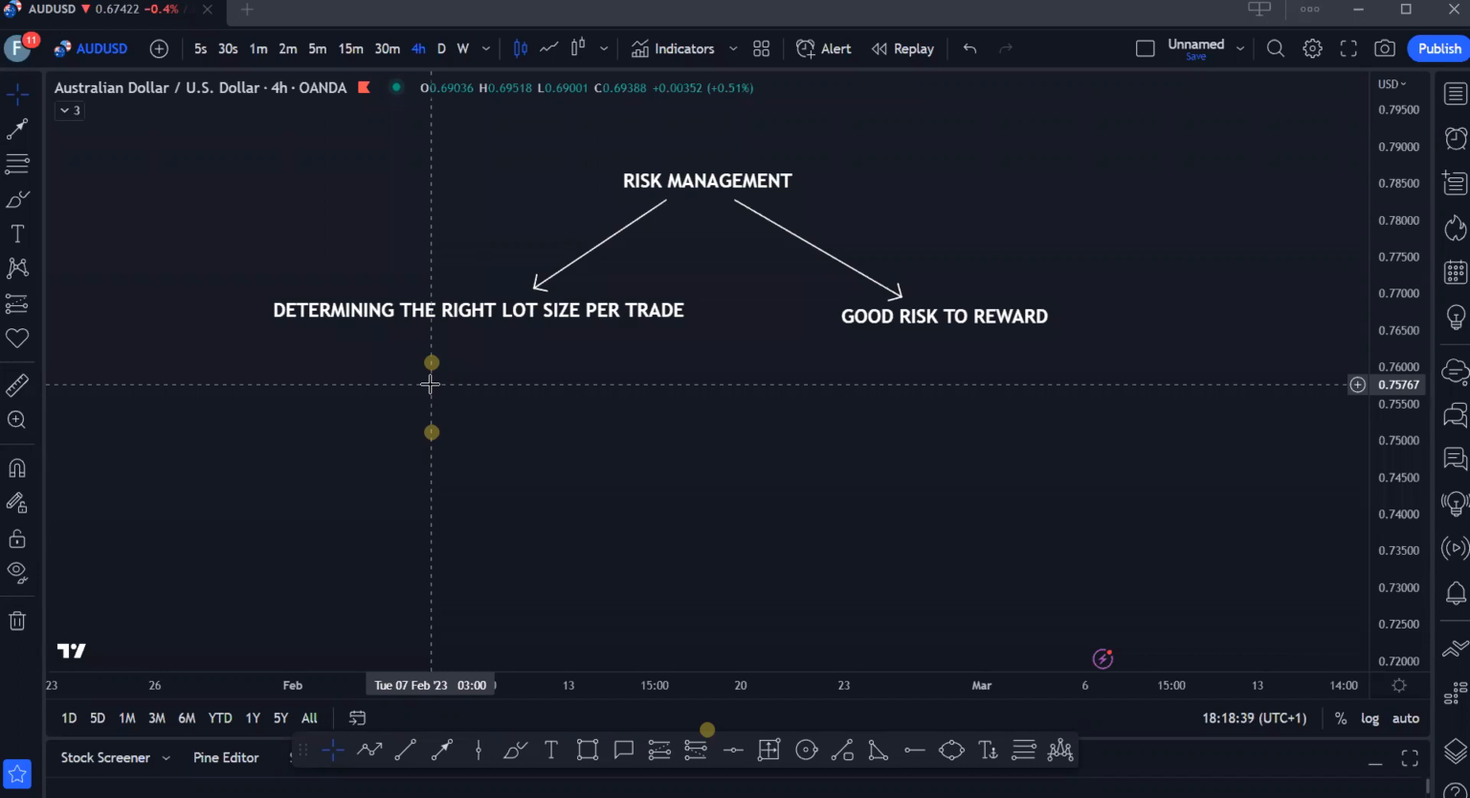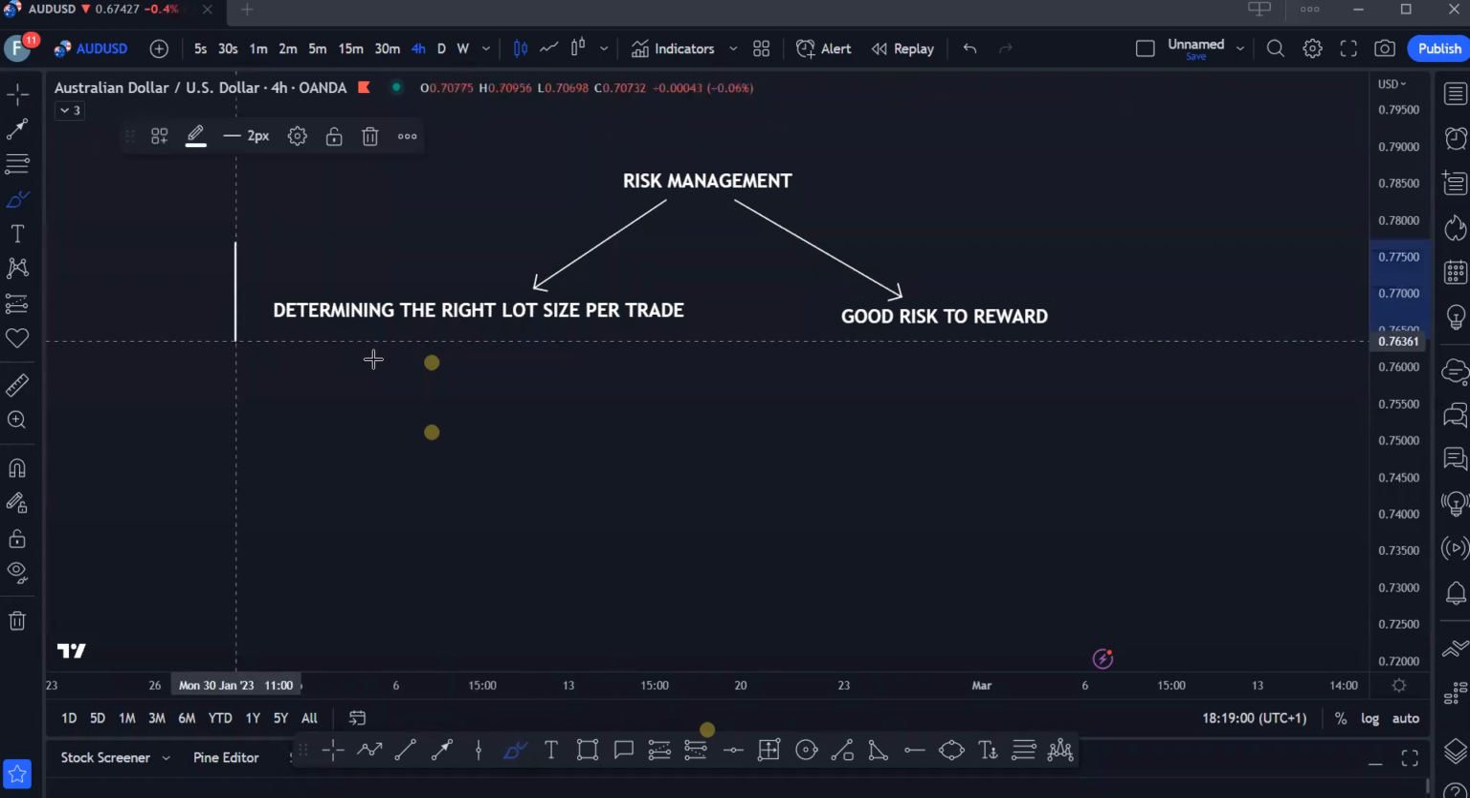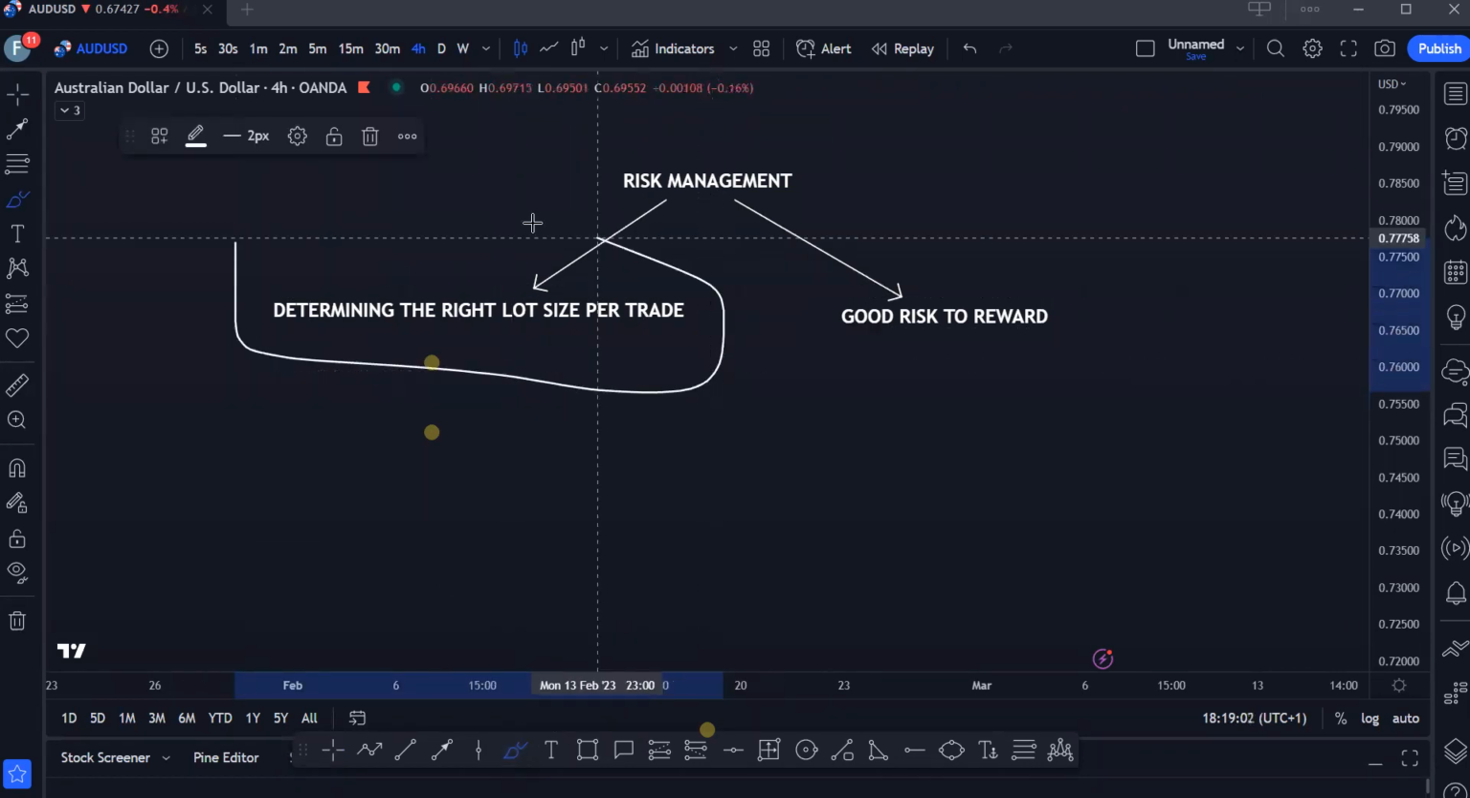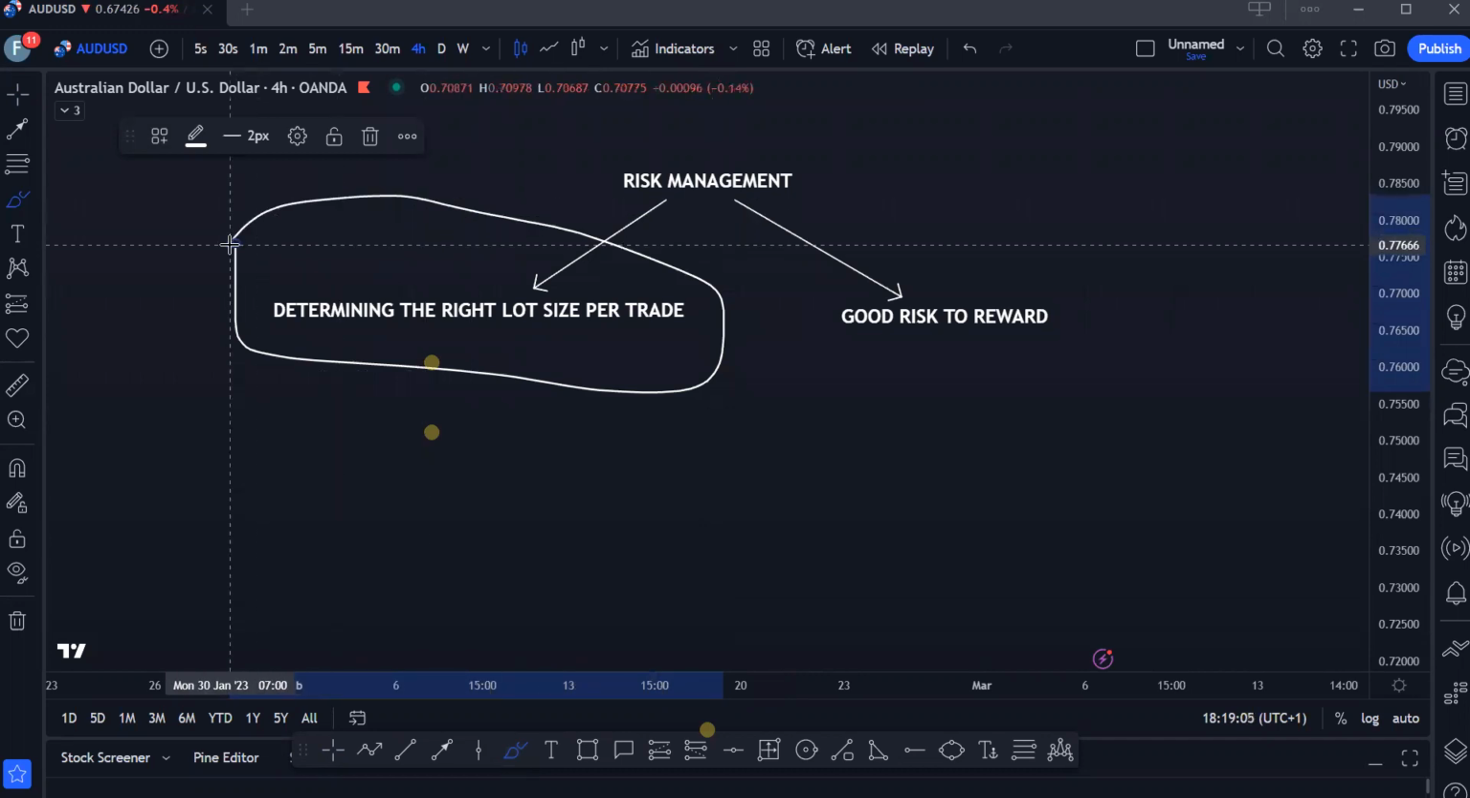Very, very important. I hope that once we start dealing with this concept, you realize where you've been doing it wrong, and then you add it to your trading plan so that you can optimize your trading plan. So let's talk about the first concept, guys: determining the right lot size you should be using on every trade that you place.